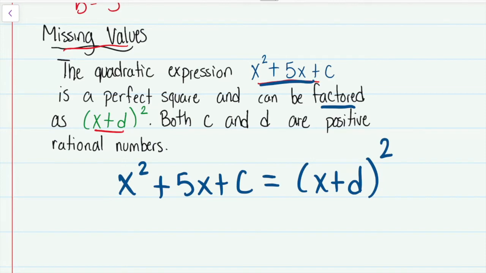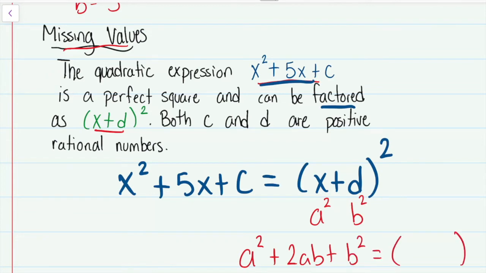Like I said, it's a perfect square. So if it's already factored, you know this has to be your a squared, and you know this has to be your b squared, because that's what the formula says. Let me say the formula once again. When you have a squared plus 2ab plus b squared, you can just say my answer is a plus b to the second power. There we go.